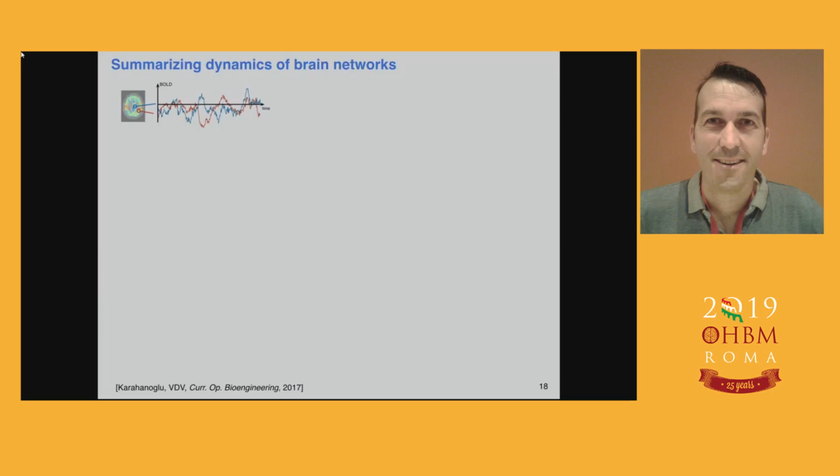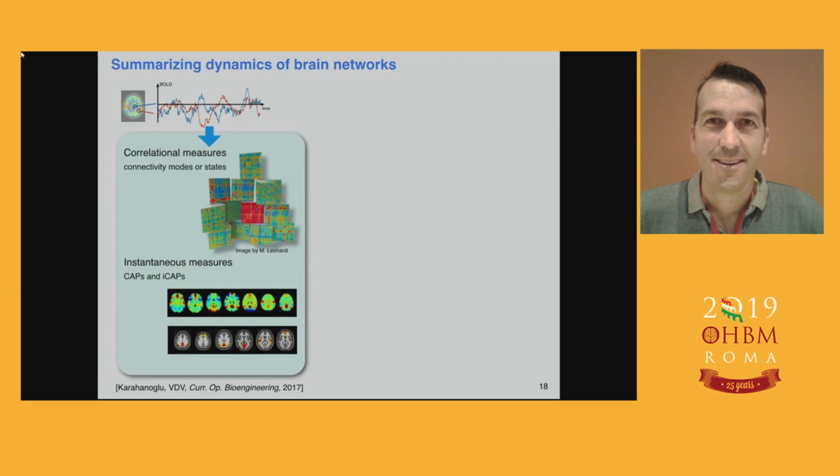So to summarize, dynamics of brain networks are not only possible using EEG, MEG, but also with fMRI. And I would say there are two families of measures around, correlational ones and instantaneous measures. They're both useful. It might depend on your application and what you really would like to characterize. And they can both be pushed to the high spatial resolution, to the voxel level.